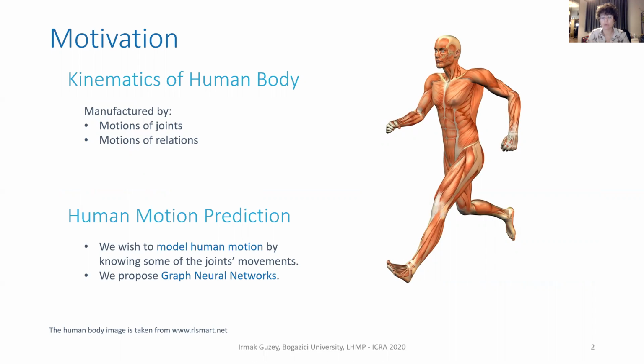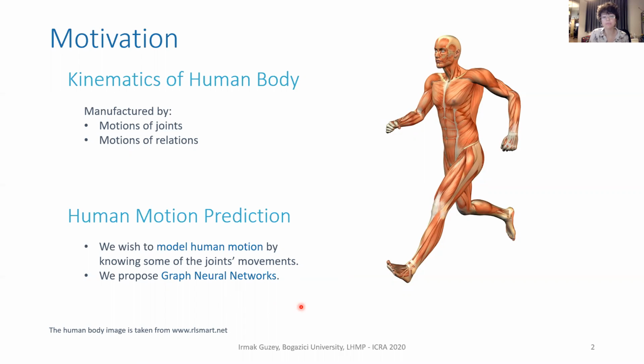Now let's start with our motivation. Kinematics of an articulated human body by its nature is manufactured by the motions of the joints and the relations between them. In this project, we wish to model human body motion by anticipating the movement of its joints and their relations. While doing so, we use some of the joints' movements as reference points. And thanks to this kinetics between the joints and relations, the human body can be represented as a graph structure. That's why we propose to use graph neural networks to address this problem.